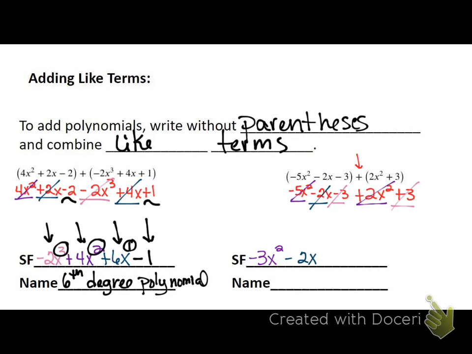So how many degrees does this have? 3. So it's called a cubic. Cubic what? How many terms does it have? 2. So a cubic binomial. And we'll do the subtraction one tomorrow.